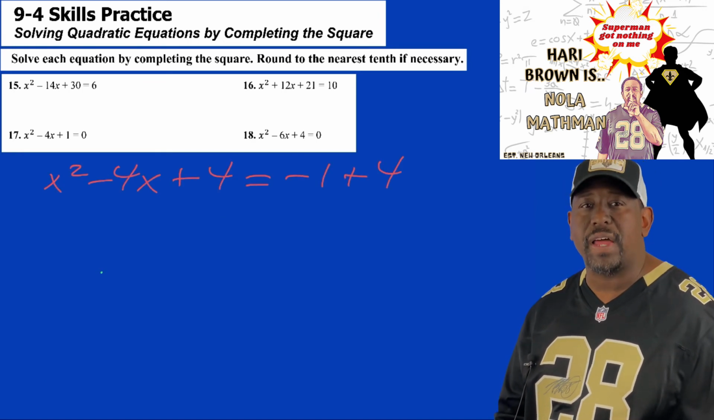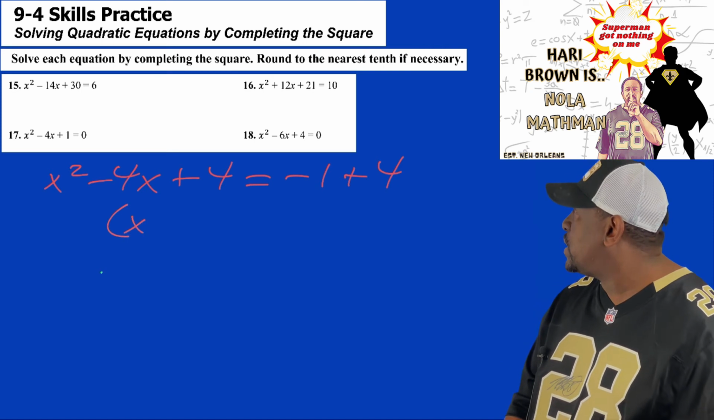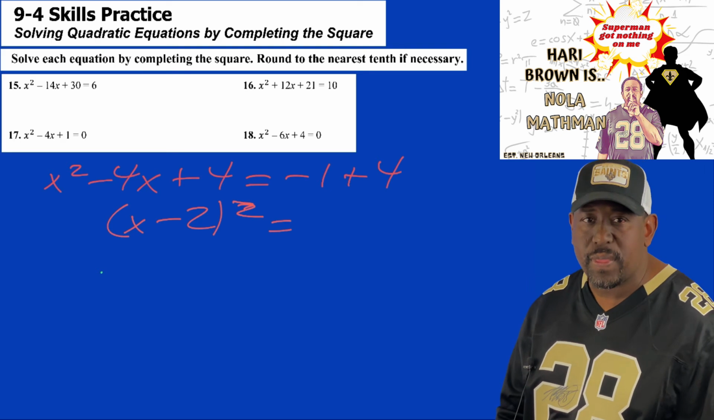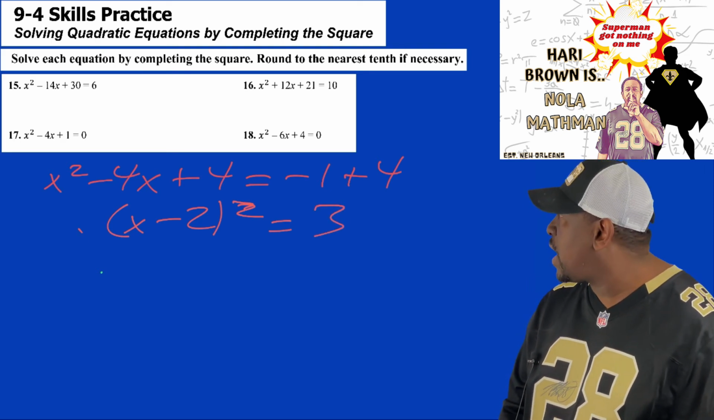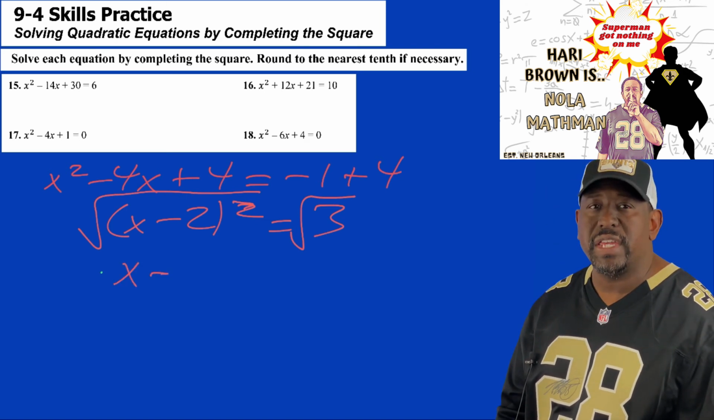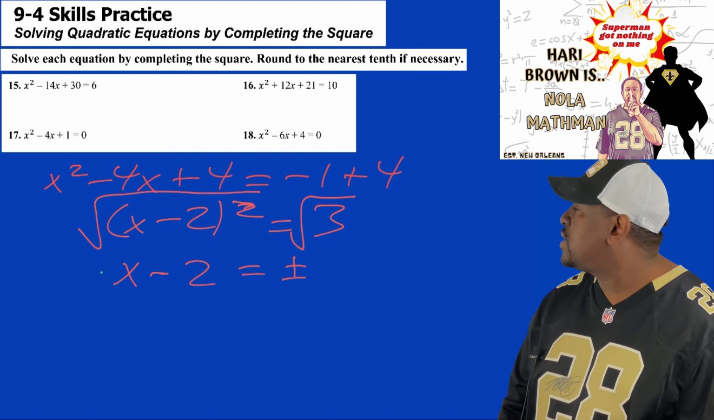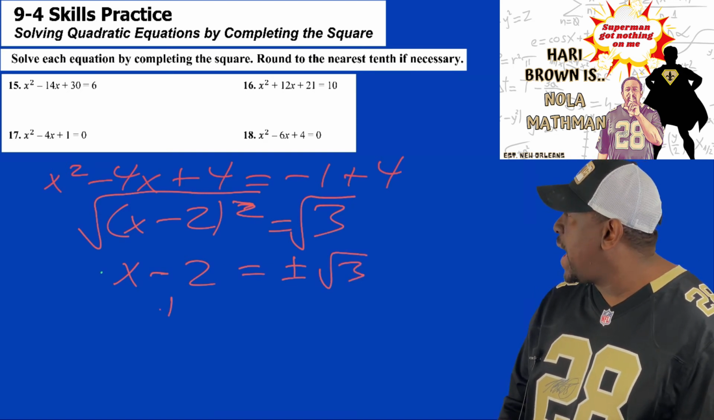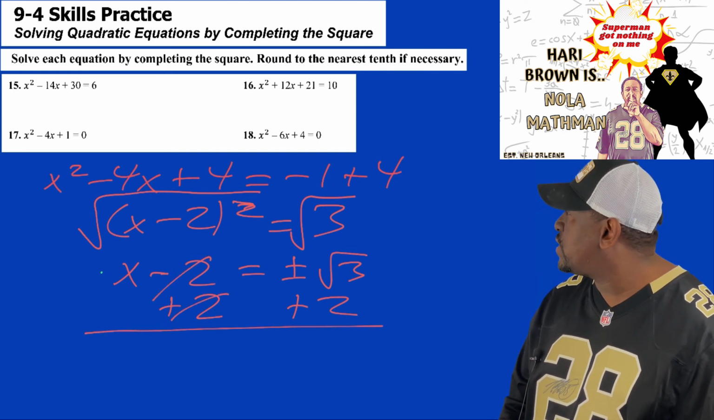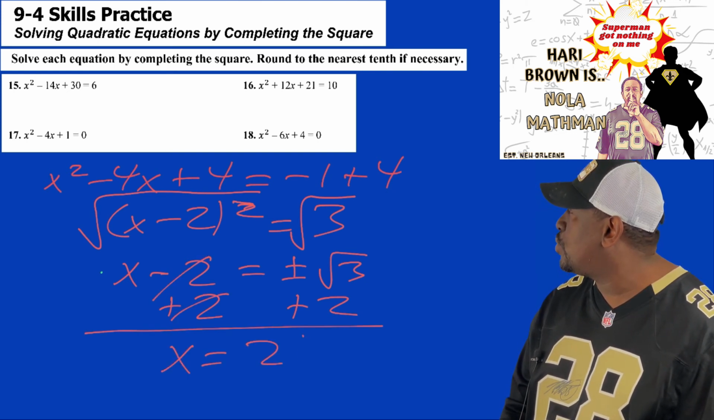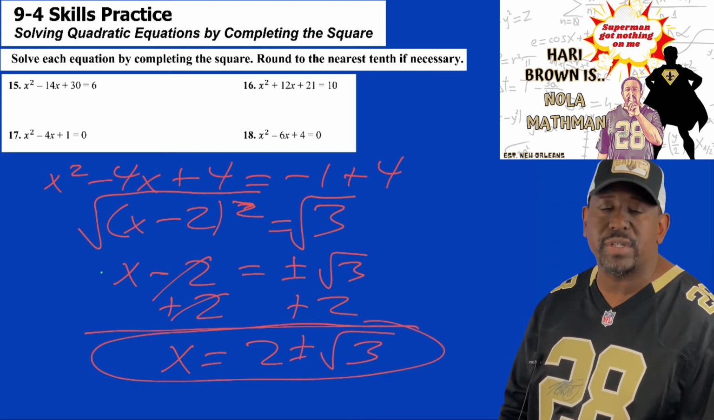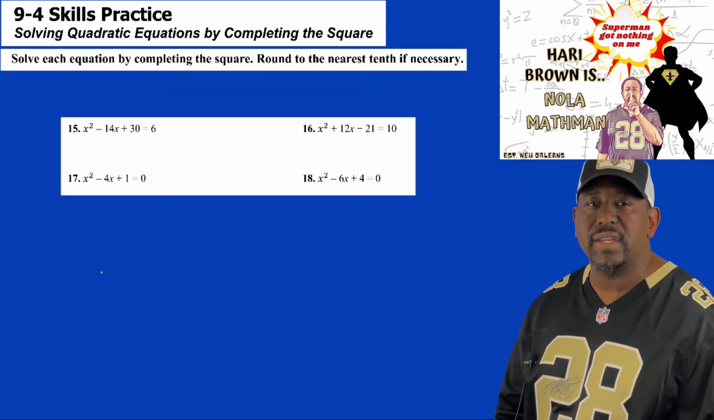Now we're able to get our binomial square, which is going to be x minus 2 squared, which is equal to 3. We have to take the square root of both sides to get rid of the square. We will be left with x minus 2 equals plus or minus square root of 3. We will add 2 to both sides. You can't simplify the square root of 3. And so x is going to equal 2 plus or minus the square root of 3. And so we circle that answer because we cannot simplify any further.